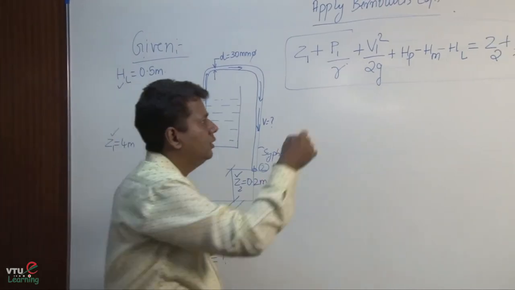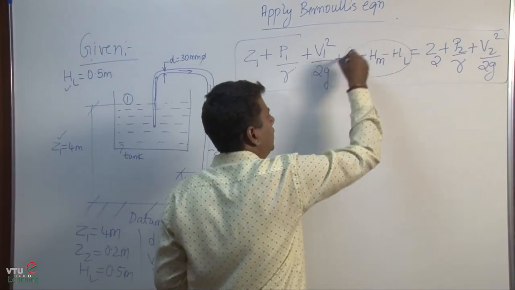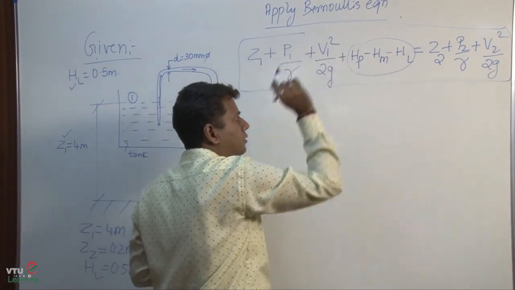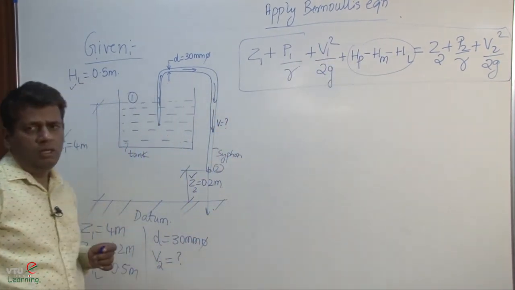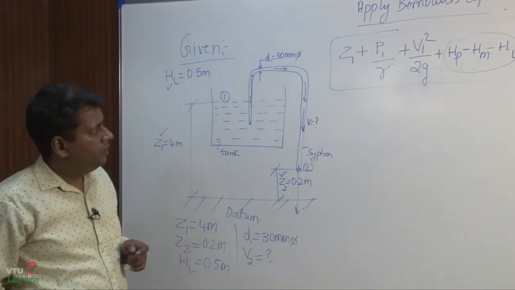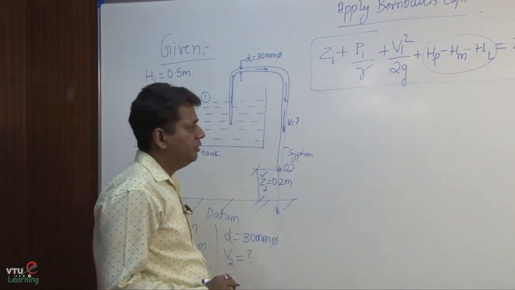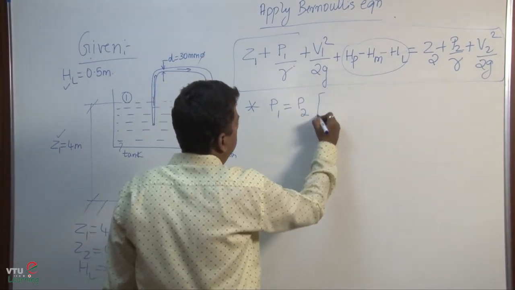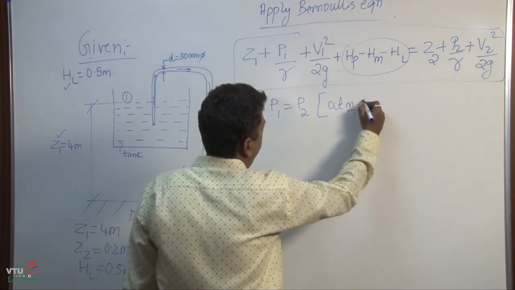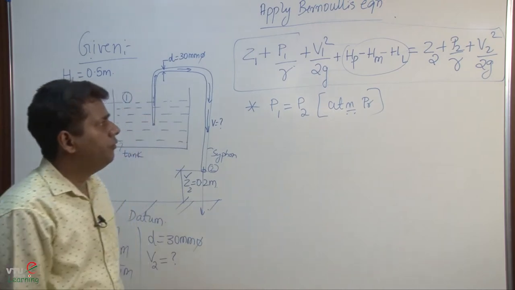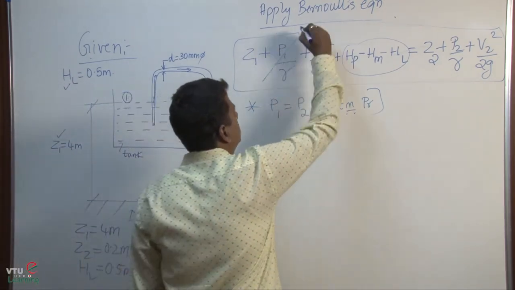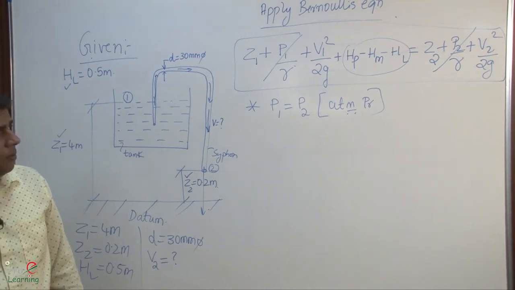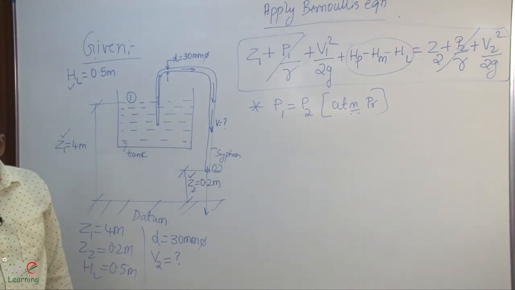You may be wondering what is this head loss. These are all head losses we have to consider, right. Pump is there, motor is there, and head loss due to friction is there. Now, we will simplify this equation based on certain assumptions. The first assumption is P1 is equal to P2, since it is at atmospheric pressure. So if P1 is equal to P2, automatically P1 by gamma and P2 by gamma get cancelled.